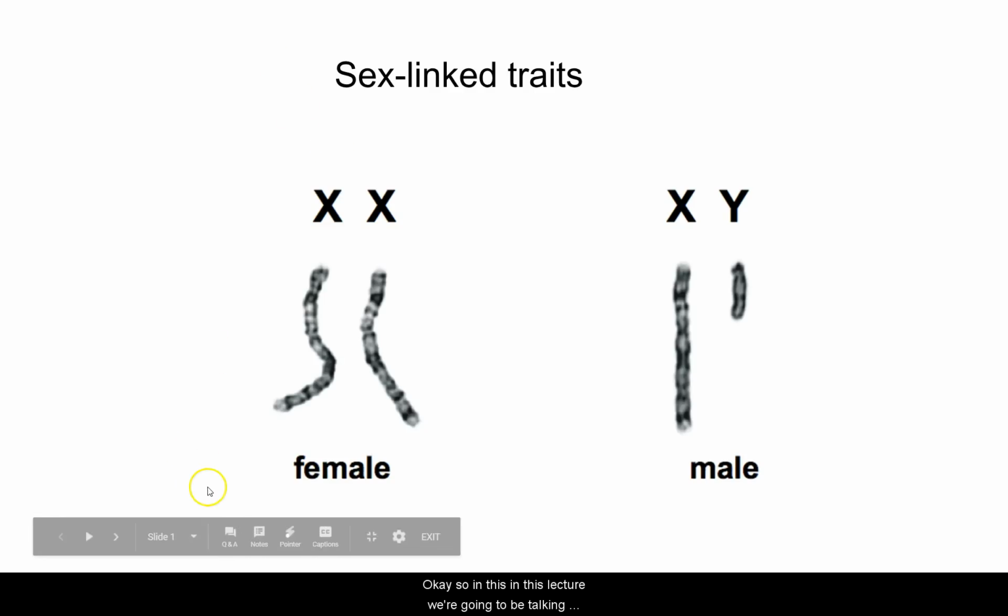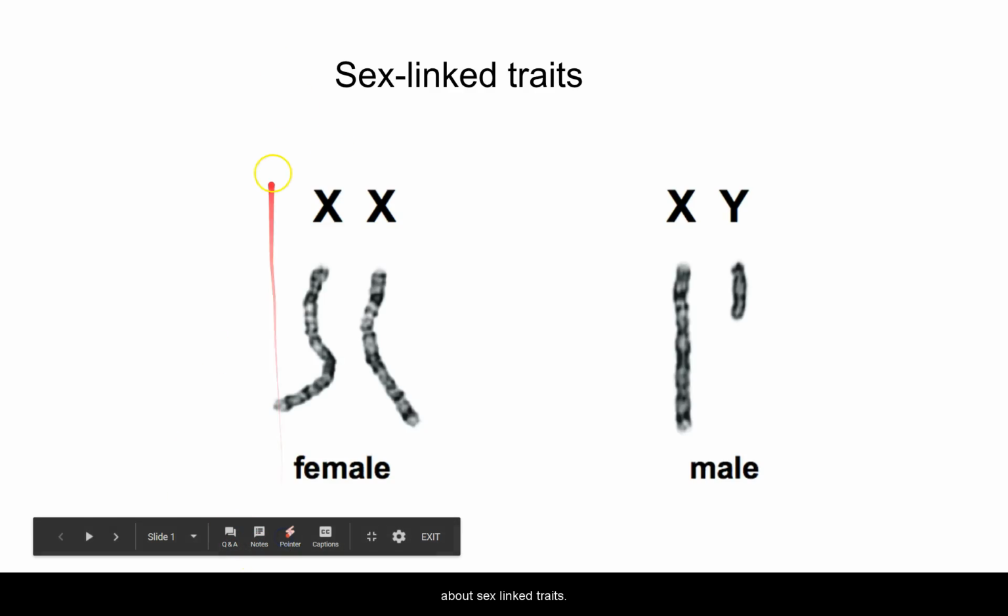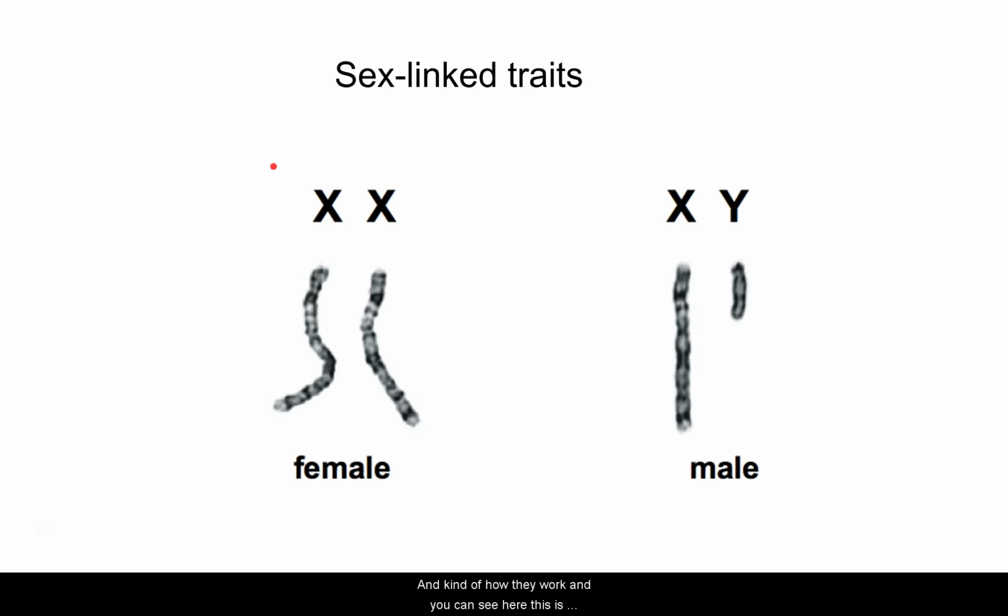Okay, so in this lecture, we're going to be talking about sex-linked traits and how they work. You can see here what's called the karyotype. They've taken the actual condensed chromosomes of some female and some male and done a karyotype, and you can literally see what the chromosomes look like. I want you to note here that this male Y chromosome is very, very small.